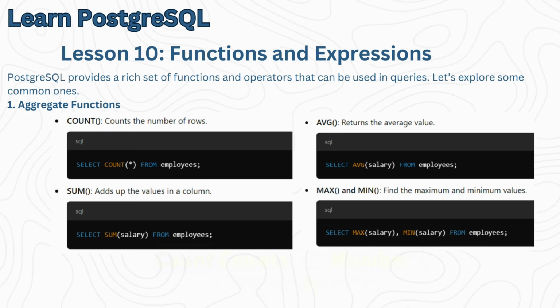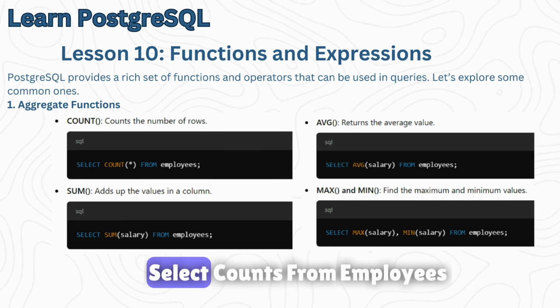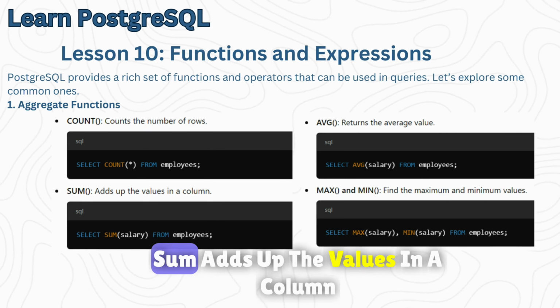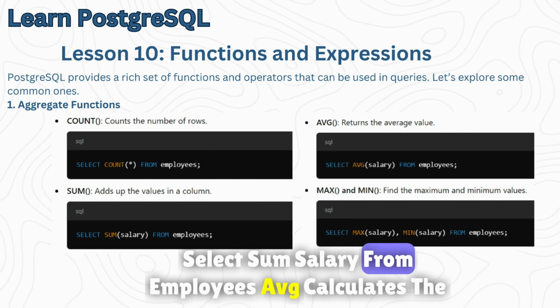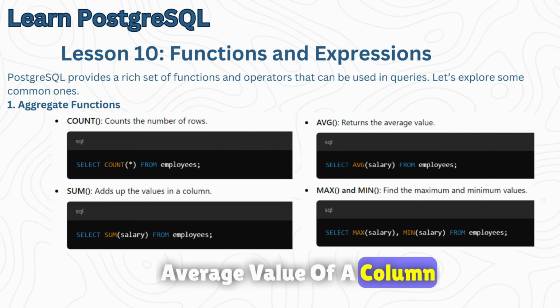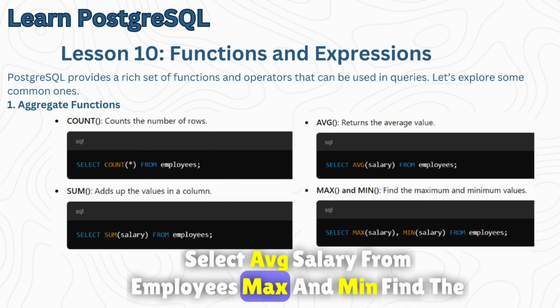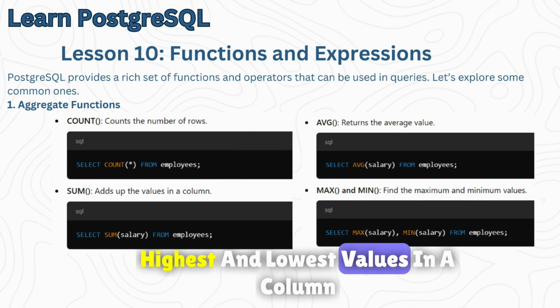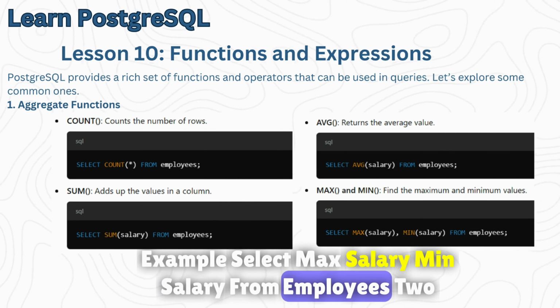Some key ones include COUNT, which counts the number of rows in a table. Example: SELECT COUNT(*) FROM employees. SUM adds up the values in a column. Example: SELECT SUM(salary) FROM employees. AVG calculates the average value of a column. Example: SELECT AVG(salary) FROM employees. MAX and MIN find the highest and lowest values in a column. Example: SELECT MAX(salary), MIN(salary) FROM employees.